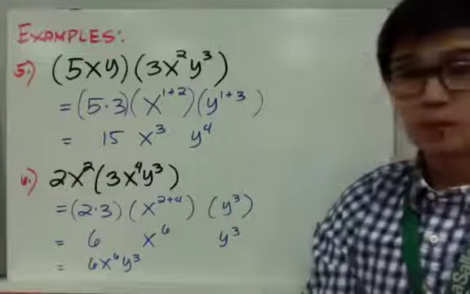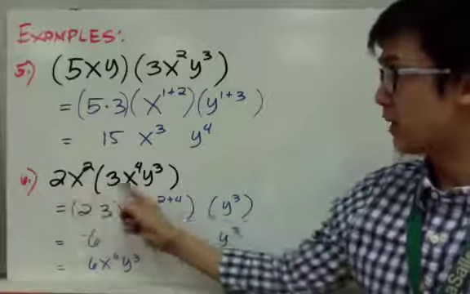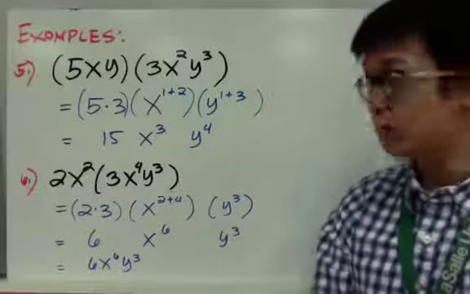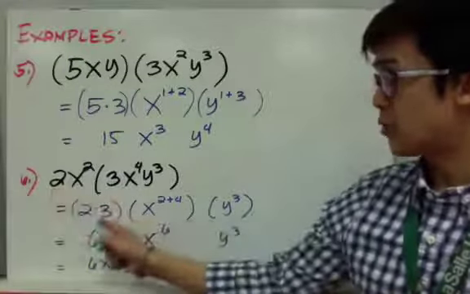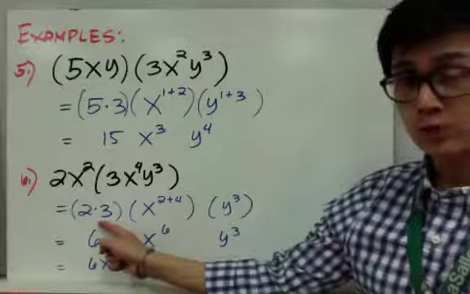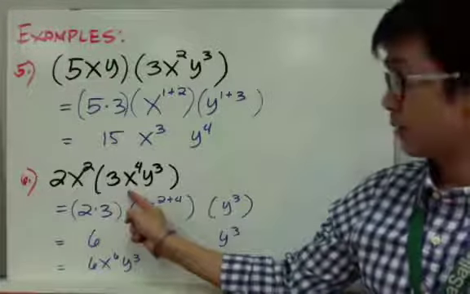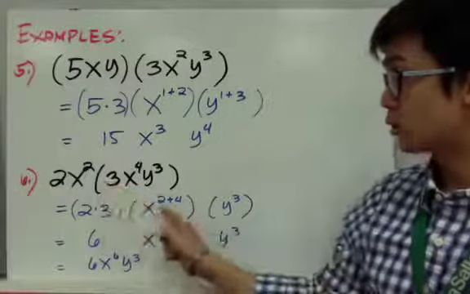So, sa number 6, maggugrupo-grupo ulit tayo. So, meron tayong 2x squared times 3x to the 4th y cubed. So, igugrupo natin yung coefficient, igugrupo natin yung x, igugrupo natin yung y. So, yung first group natin is 2 times 3, coefficient. So, you just have to multiply them. Yung x naman, using the product law of exponents, i-add mo siya. So, I have x raised to 2 plus 4.